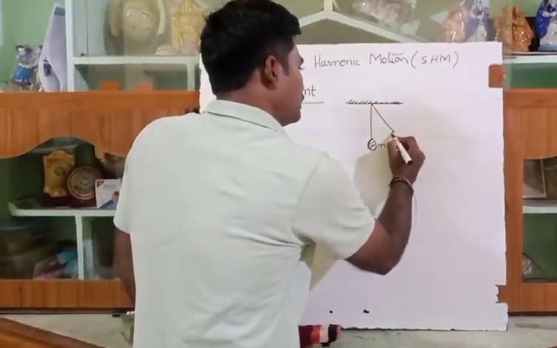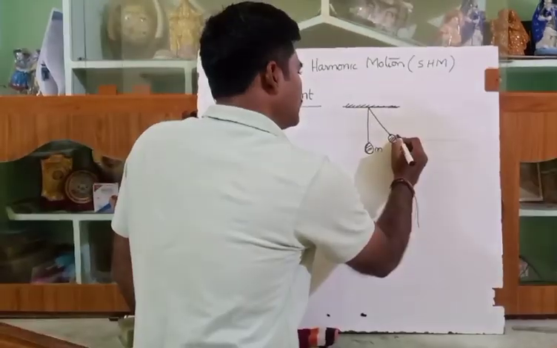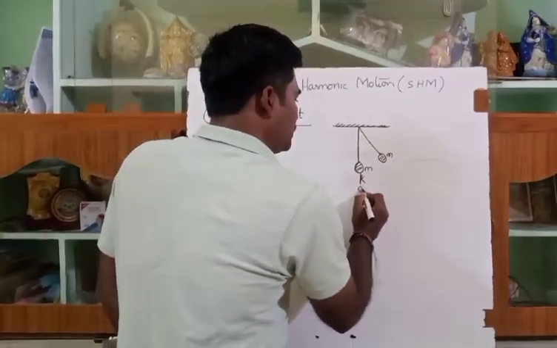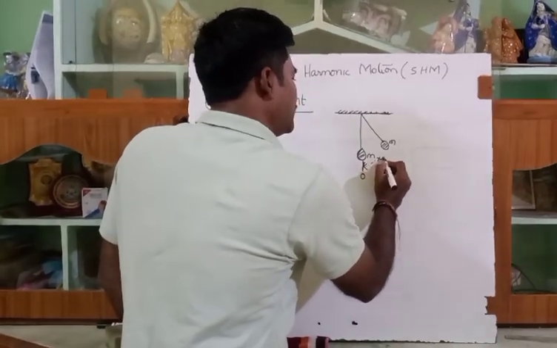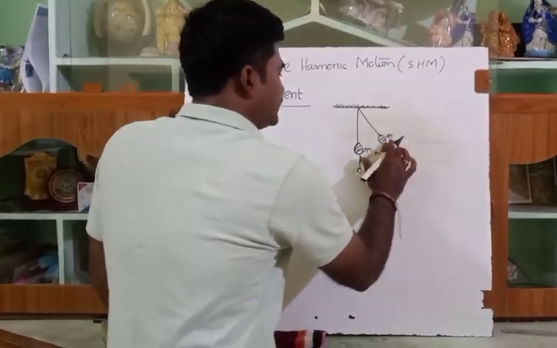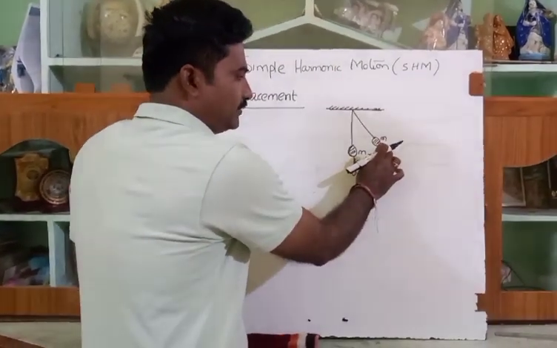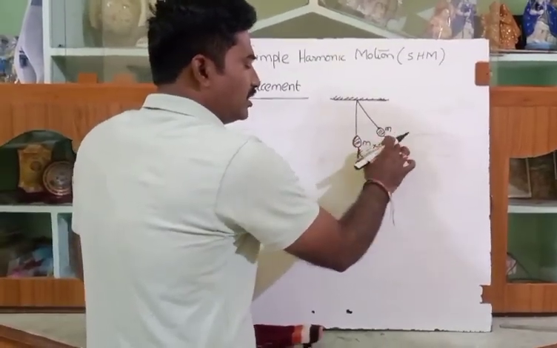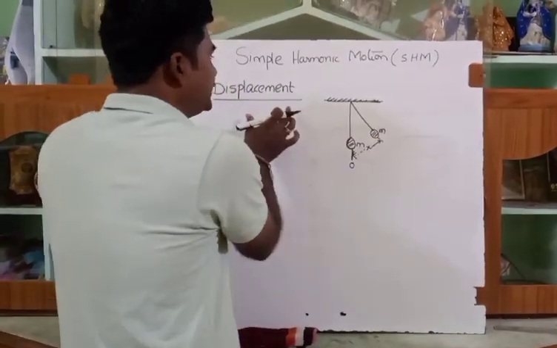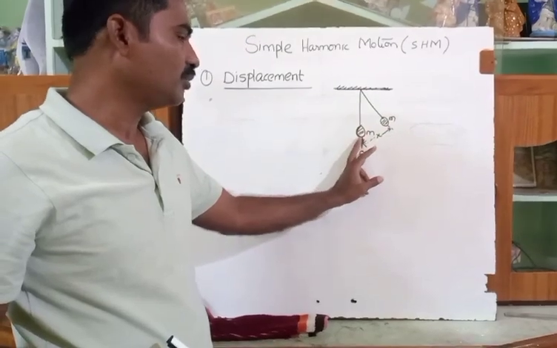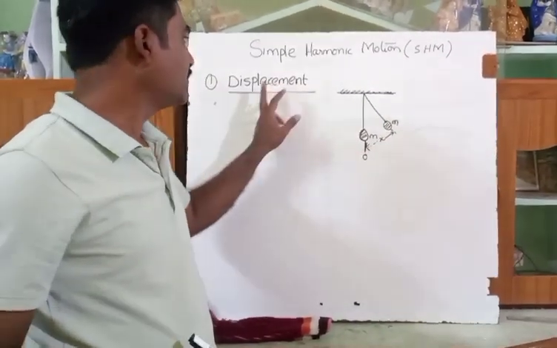Now this mass M is pulled to a distance x. Here this is the mean position of the ball and this is the displacement. See this. Here the position of the mass from the mean position is called displacement. The position of a mass from the mean position is called a displacement.